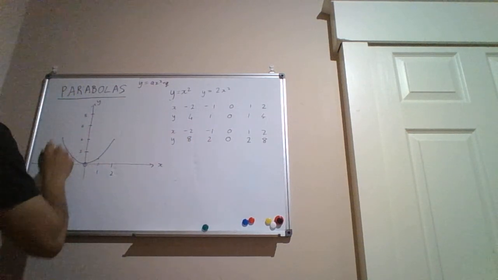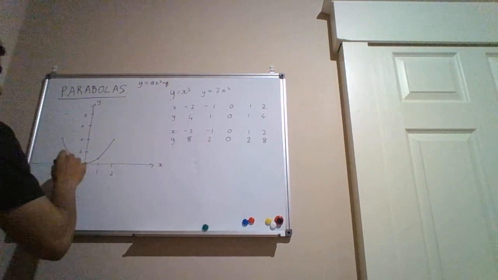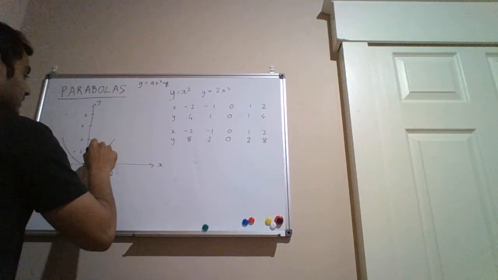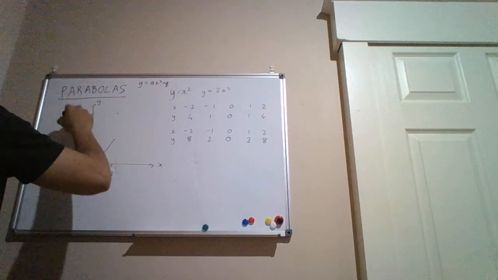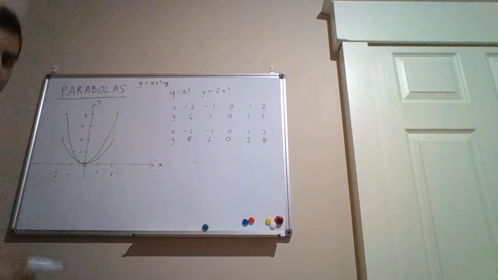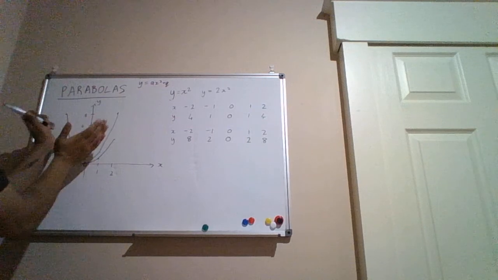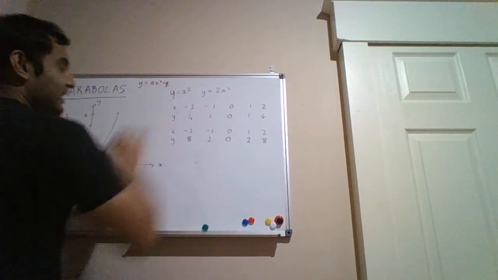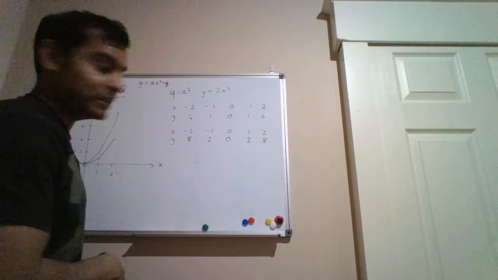Minus 2 and 8. Minus 1 and 2. 0, 0. 1 and 2. 2 and 8. So our graph looks like this. You can see when compared to the first graph, our arms have come more in. So when the parameter a has increased from 1 to 2, the arms have folded more inwards.